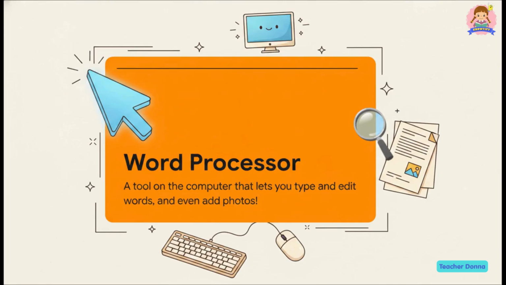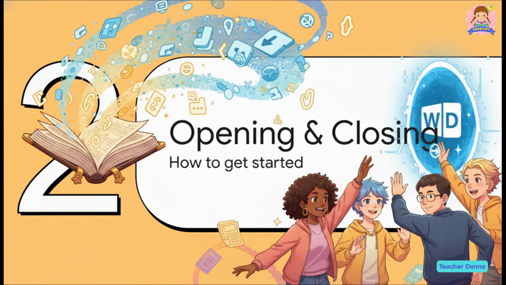How cool is that? You know, this tool has a kind of a big, fancy name. It's called a word processor. That sounds complicated, right? But it's not. All it means is that it's a special tool that lets you type words, fix them if you make a little mistake, and add photos. That's it. Super easy. Okay, so if we're going to write our amazing stories, we first need to know how to open our magical book, right? And then, when we're all done, we need to know how to close it. So let's learn how to get started.